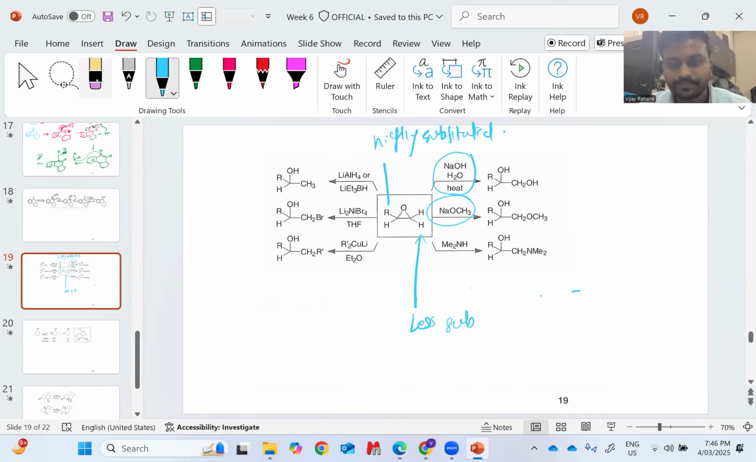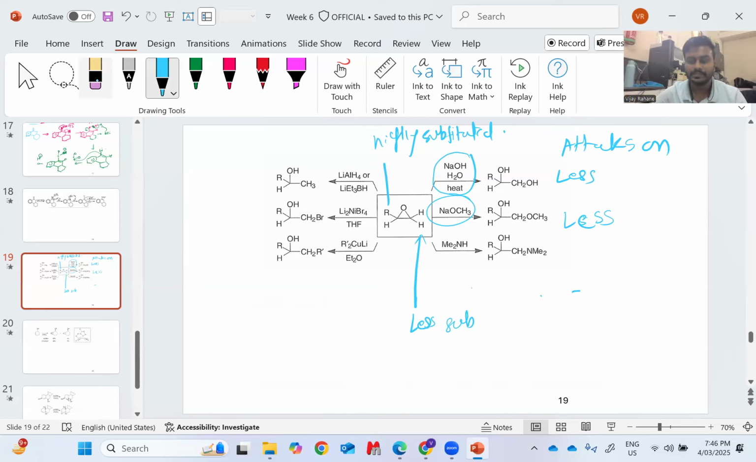Further, if you add sodium methoxide, in this case also the attack of the methoxide takes place on the less substituted side. Further, if you add dimethylamine, the attack takes place again on the less substituted side. So if you have such nucleophilic reagents like NaOH, methoxide or dimethylamine, the epoxide opens from the less substituted side.